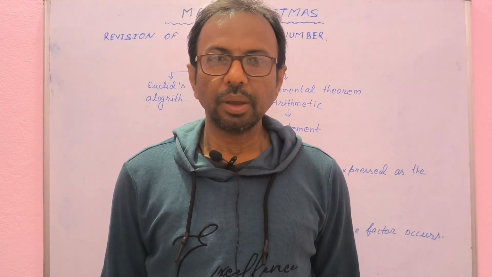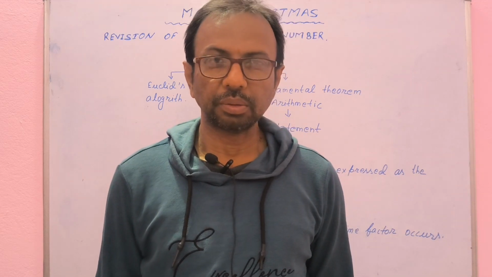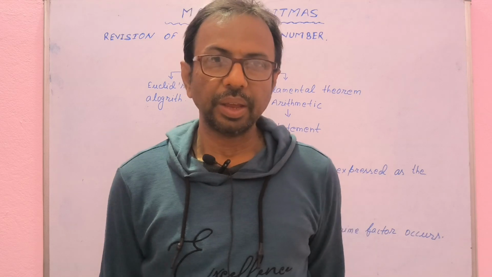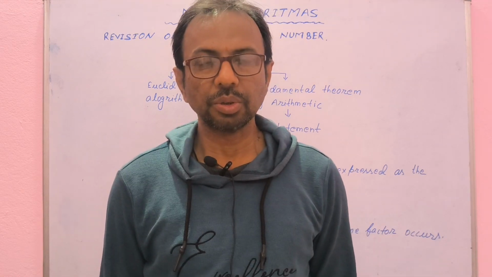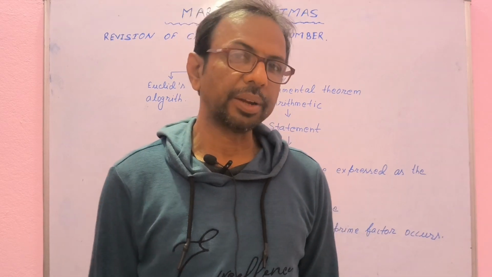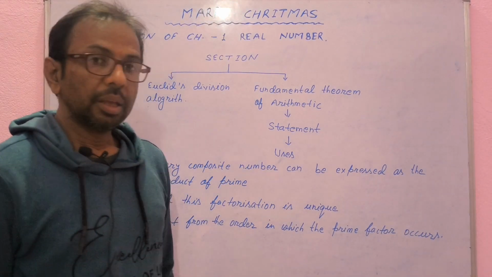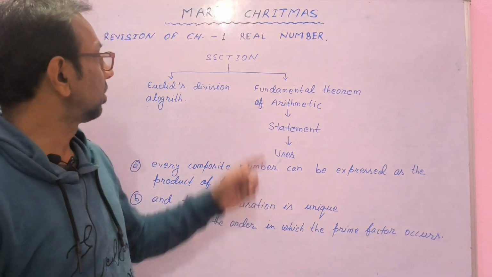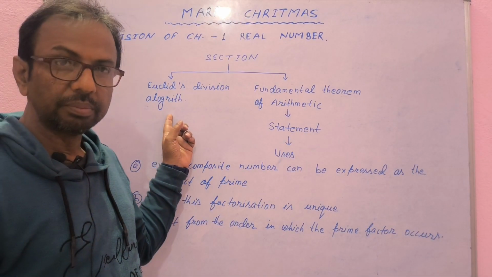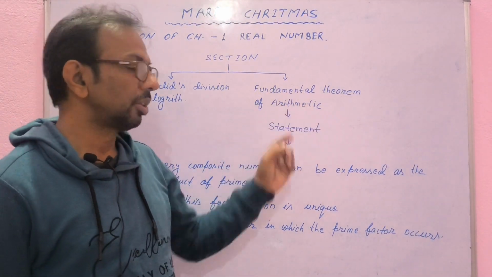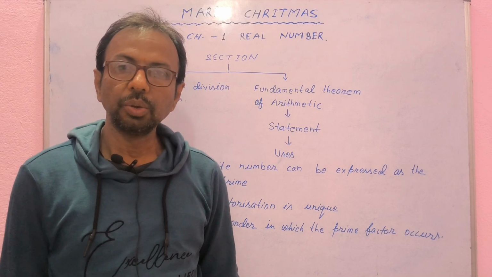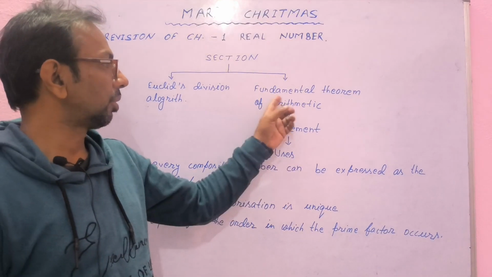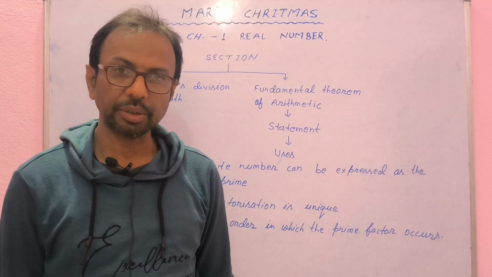Today, in the variants of chapter 1, we are going to see the fundamentals of this chapter and a few questions for your practice. In real numbers, there are two parts of the chapter. First is Euclid's division algorithm, and second is the fundamental theorem of arithmetic. Euclid's division algorithm is not in our syllabus, so we will study the fundamental theorem of arithmetic.